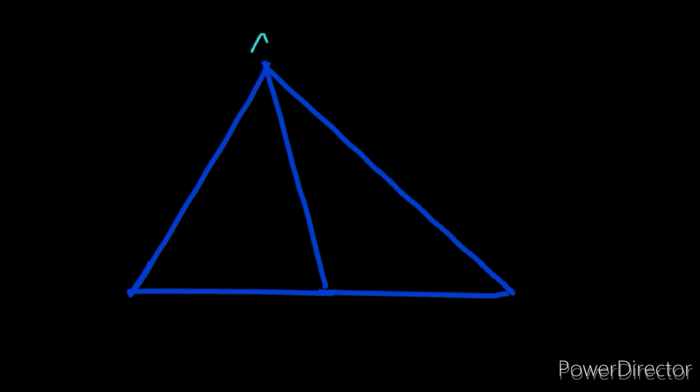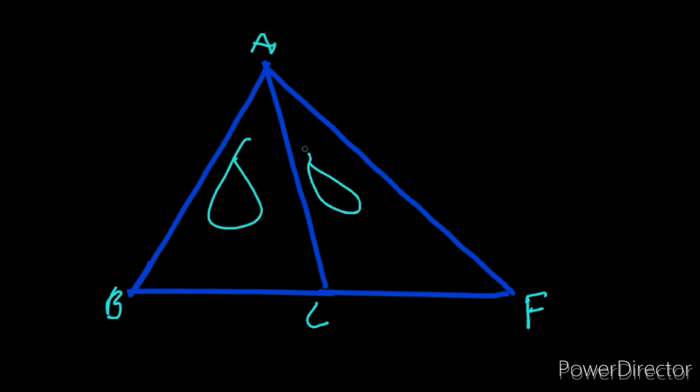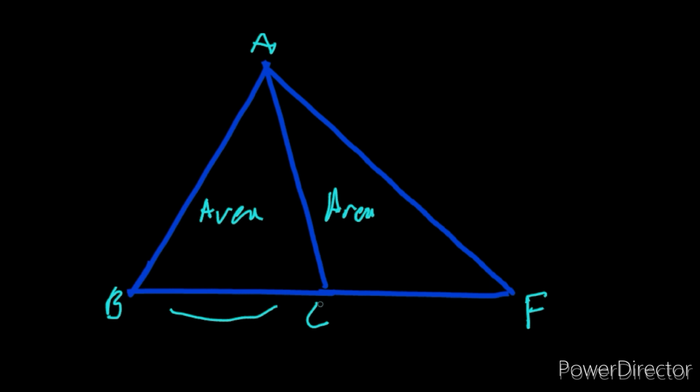Let's call the first triangle ABC, and the other triangle ACF. I want you to notice that these two triangles are sharing a common vertex. They've got a common vertex A. The first theory states that whenever two triangles have a common vertex, if we take the area of this triangle and divide it by the area of the other triangle, the answer will be the ratio of their bases.